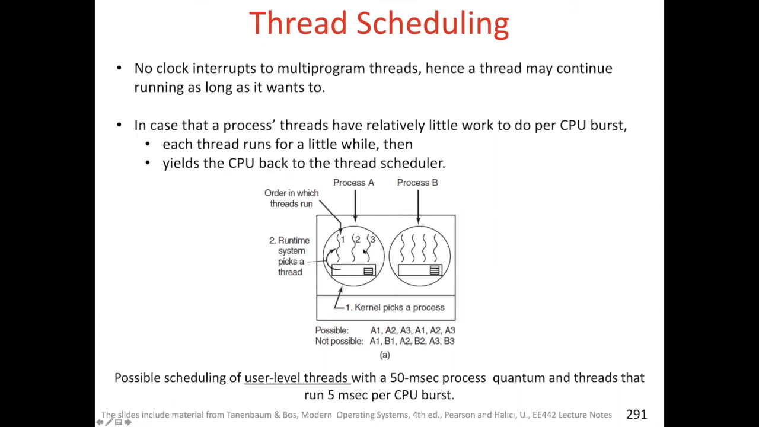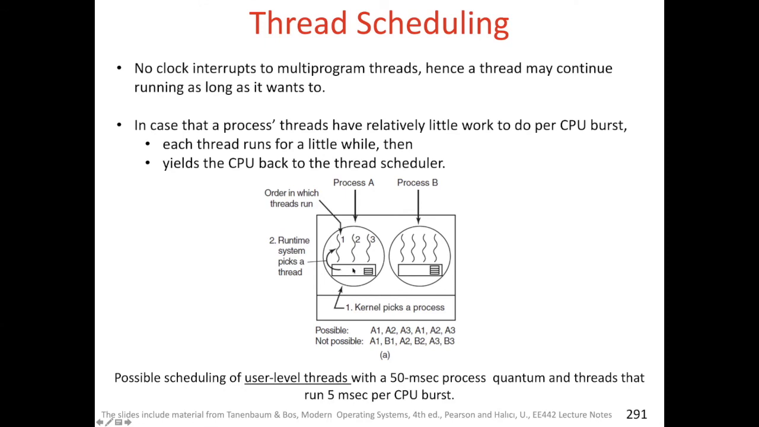In a system supporting user-level threads, suppose that we have process A and process B. Process A has 3 threads and process B has 4. The operating system kernel picks a process for execution. Suppose that A is chosen. Then the runtime system picks a thread within the process. Suppose that the order in which threads run is as given here. In this figure, possible scheduling of user-level threads with a 50 millisecond process quantum and threads that run 5 milliseconds per CPU burst. It is possible to have A1, A2, A3.